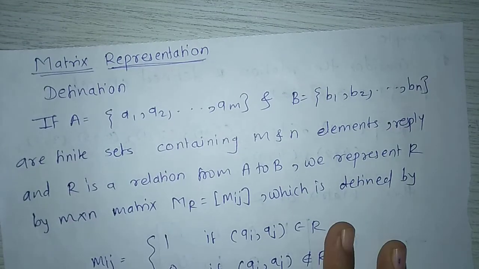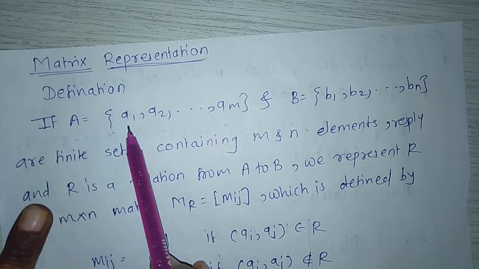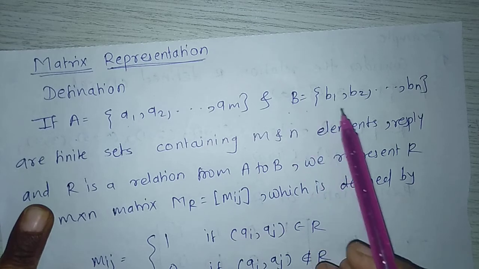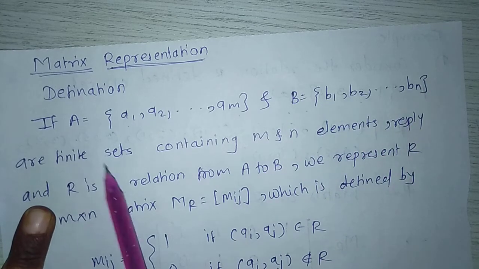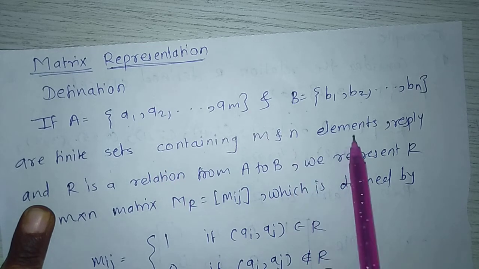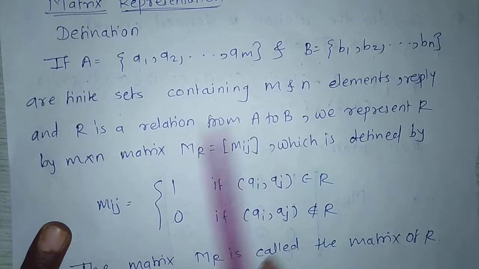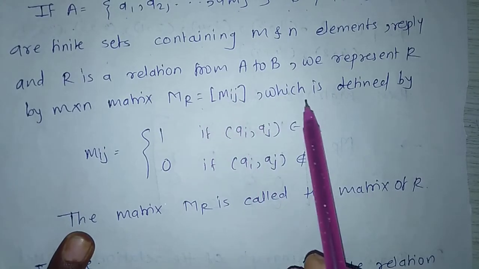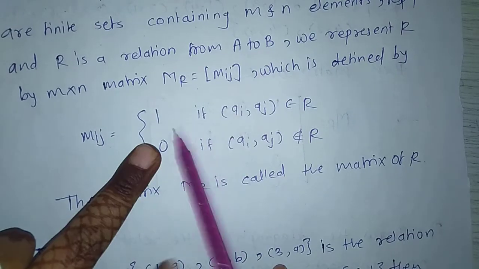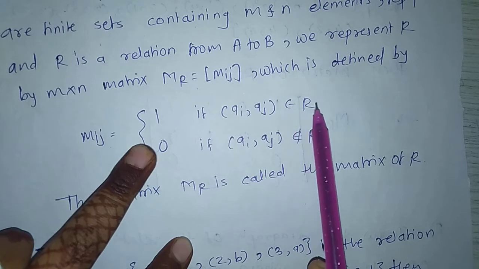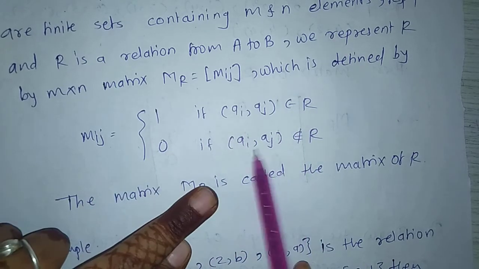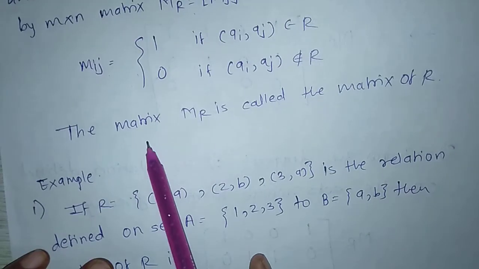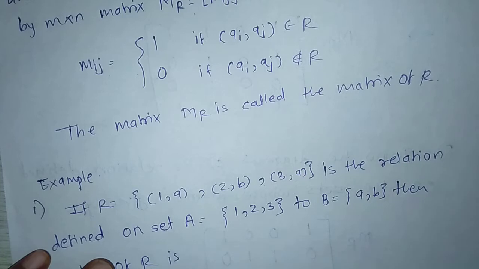Next, matrix representation. Definition: if A equals {A1, A2, and so on Am} and B equals {B1, B2, and so on Bn} are finite sets containing m and n elements respectively, and R is a relation from A to B, we represent R by the m by n matrix MR equal to Mij, which is defined by Mij equal to 1 if (Ai, Bj) belongs to R and it is 0 if (Ai, Bj) does not belong to R. The matrix MR is called the matrix of R.